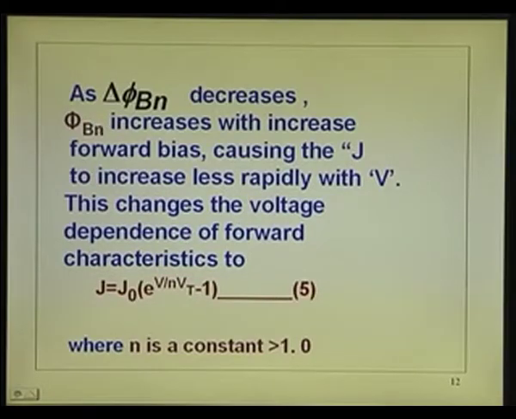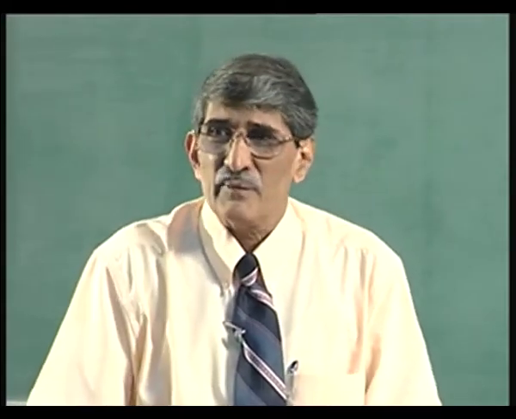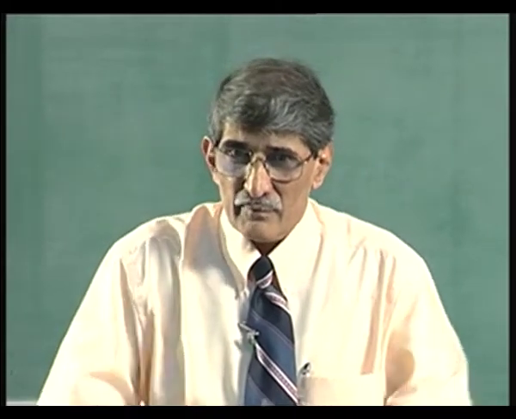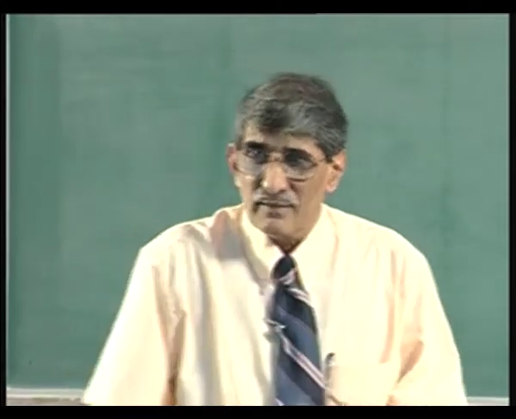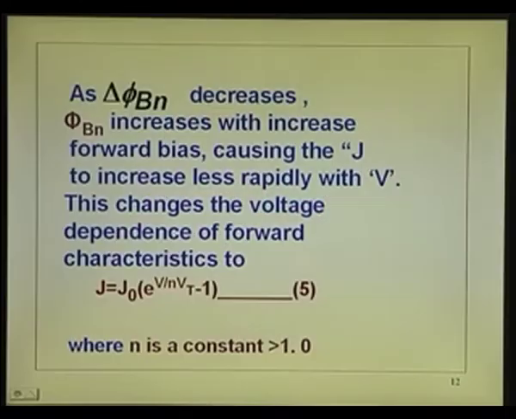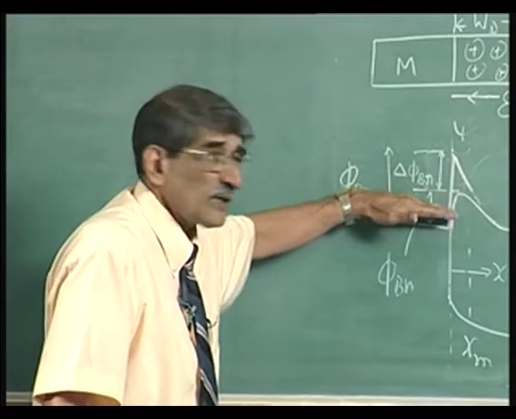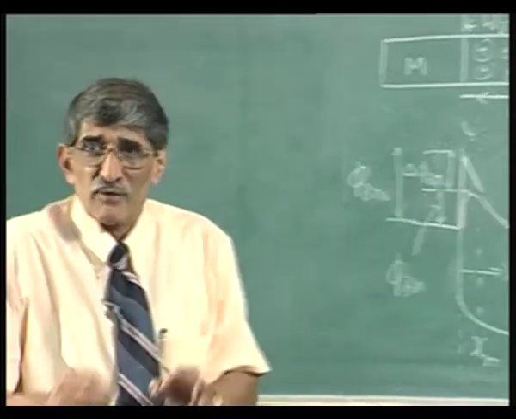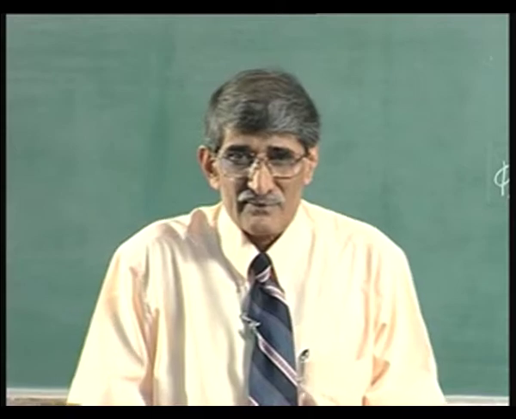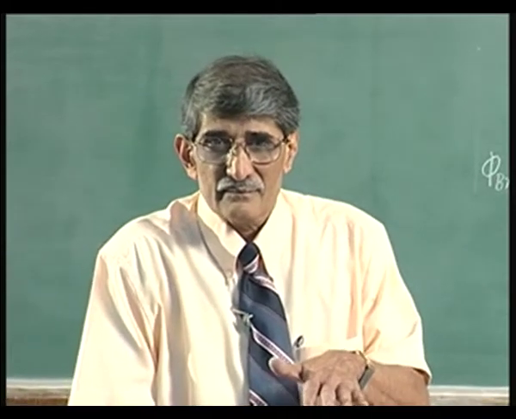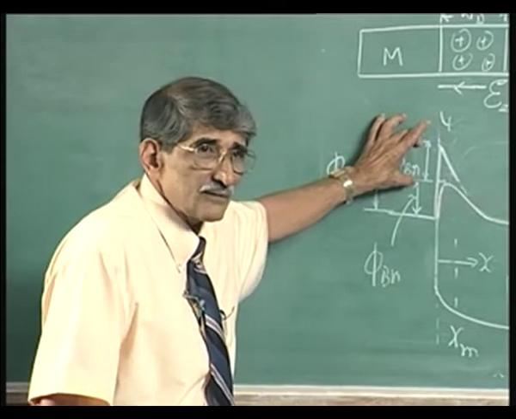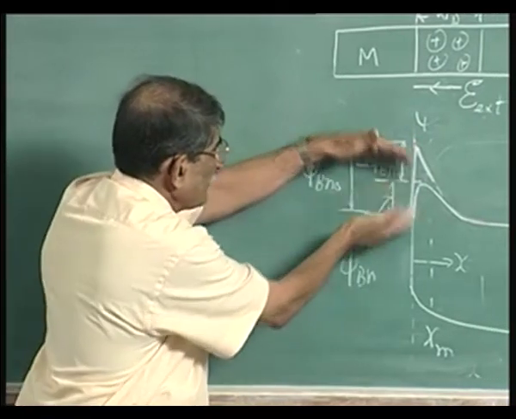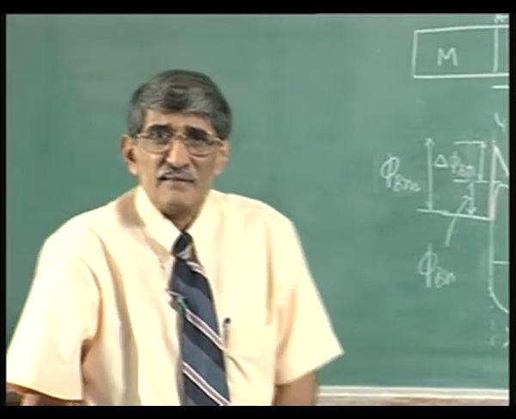If that happens, phi b n increases. Starting from 0 bias, we take 0 bias as some phi b n, and let us take the J naught corresponding to that phi b n. From there, it will either go up or go down. What I am telling you is, even at 0 bias, the value that you have is not the same thing, it is different. But from that point onwards, it will go up or down depending upon whether you are forward biasing or reverse biasing. So, in forward bias, electric field falls, therefore delta phi b n falls, and phi b n increases. So, if phi b n increases, what happens to J naught?